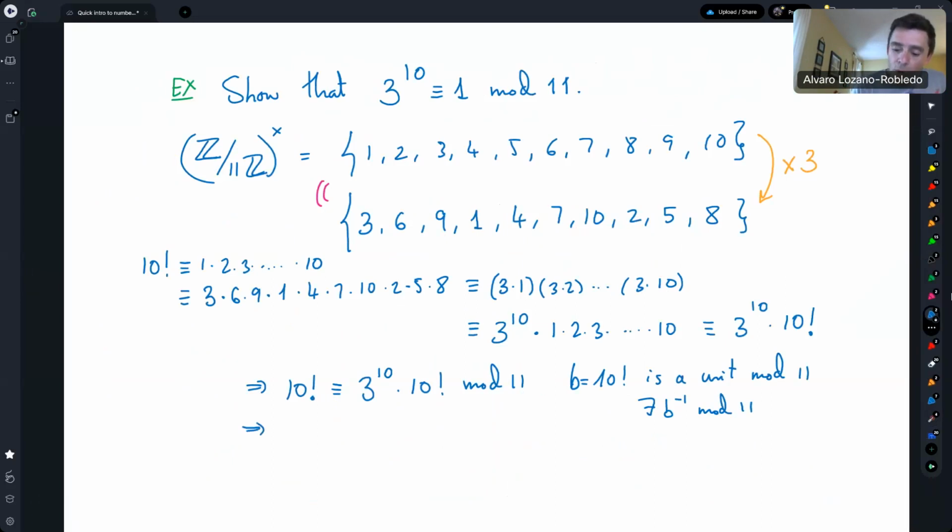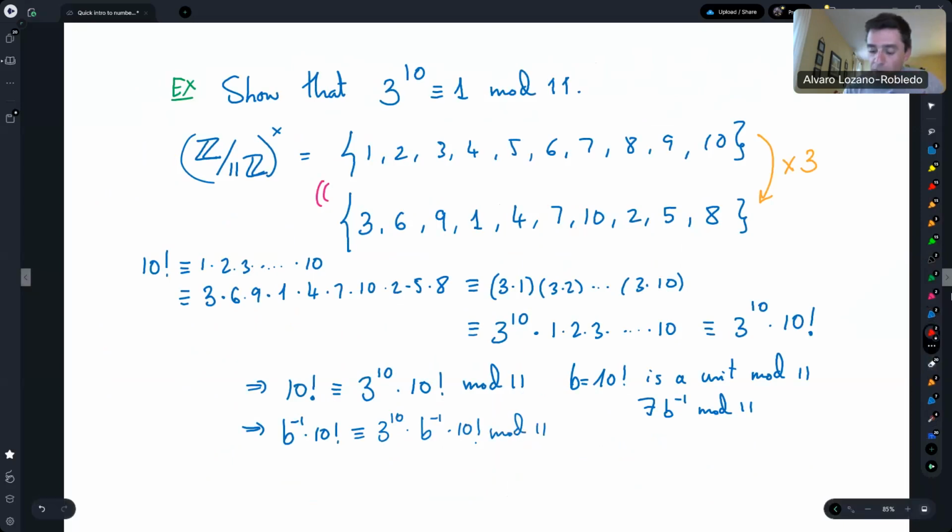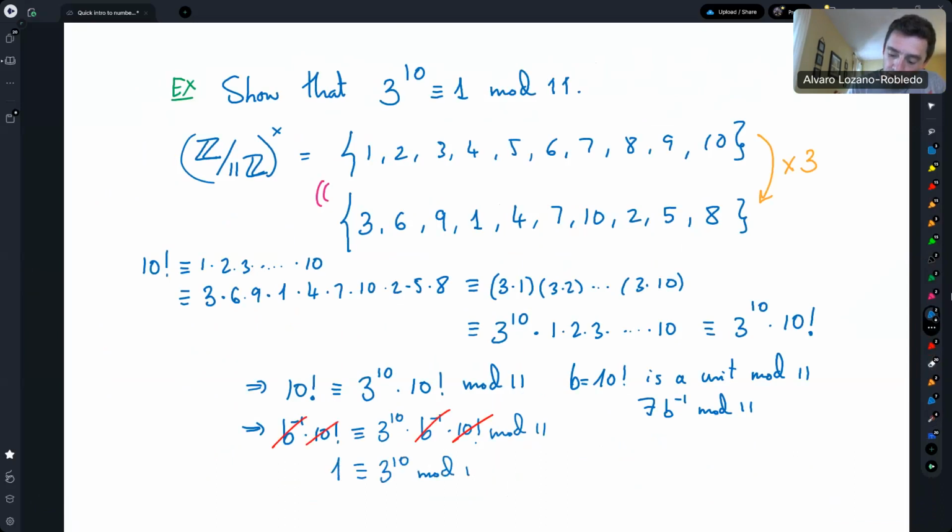So I can multiply both sides by the inverse of 10 factorial. This is 3 to the 10 times B inverse times 10 factorial modulo 11. But then because I multiply by the inverse, these two cancel out and these two cancel out. And what I get is that 1 is congruent to 3 to the 10 modulo 11. So I get what I wanted, that 3 to the 10 is 1 modulo 11.